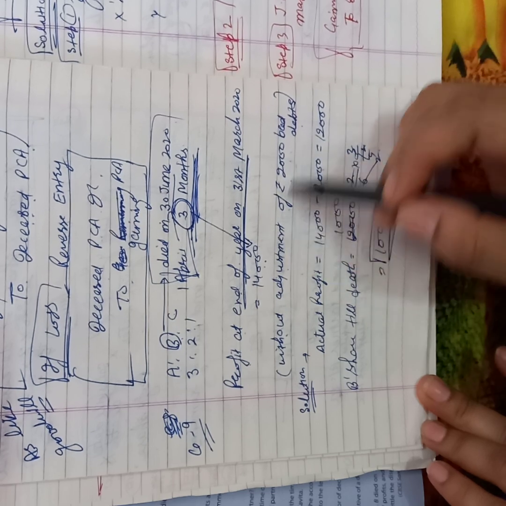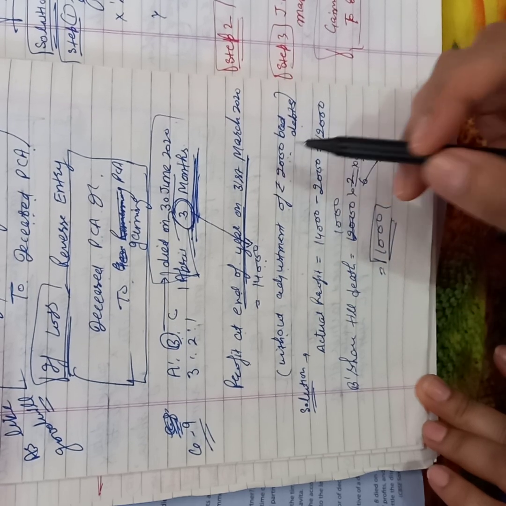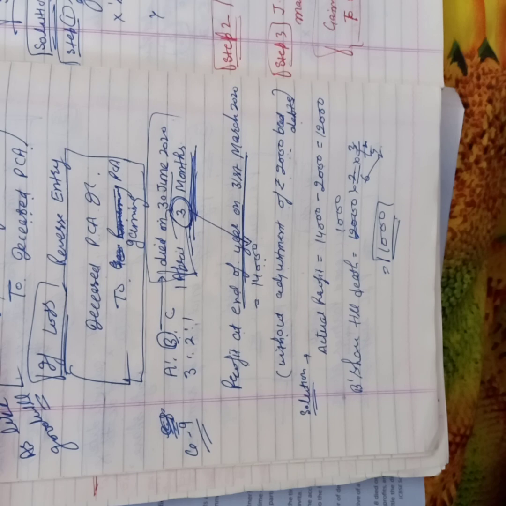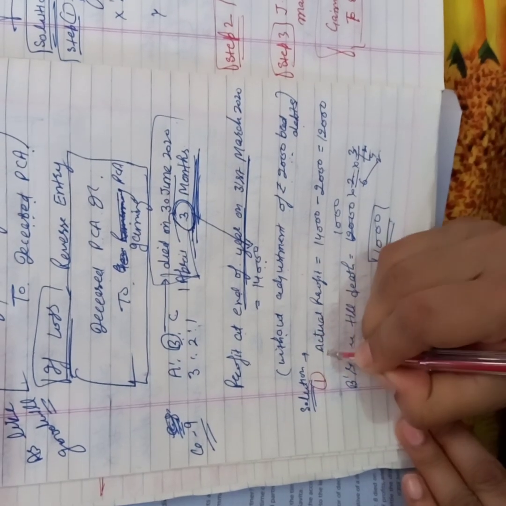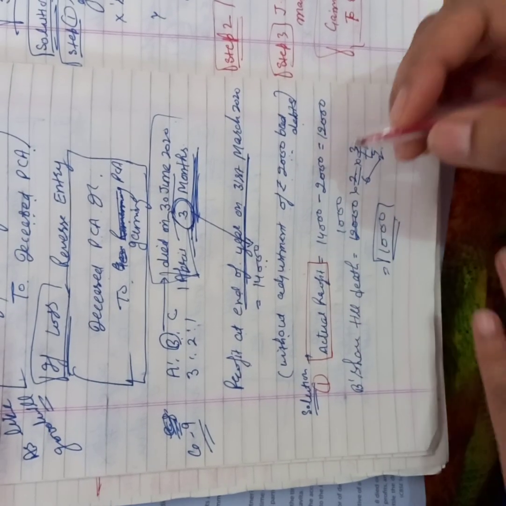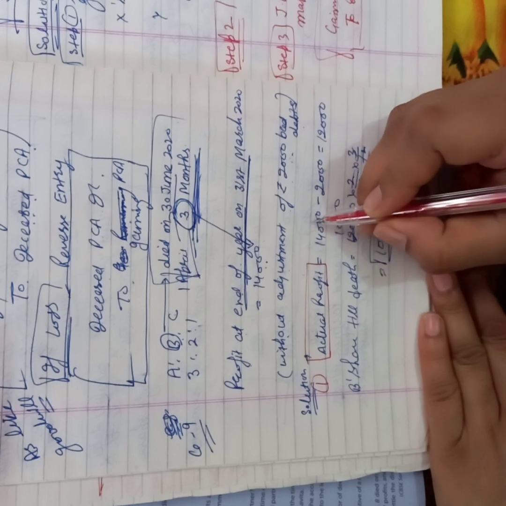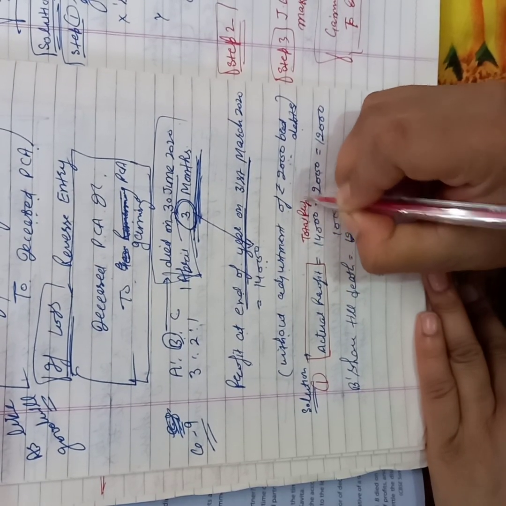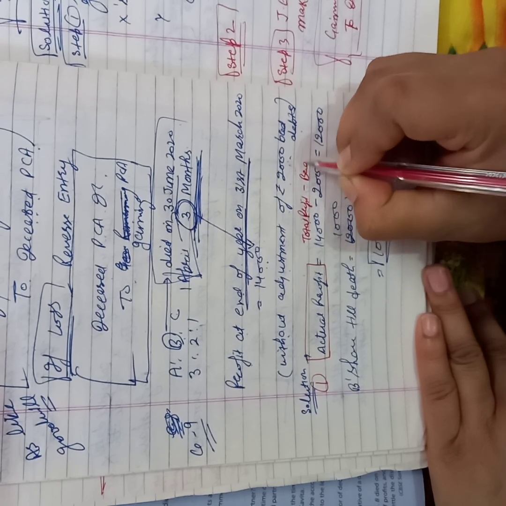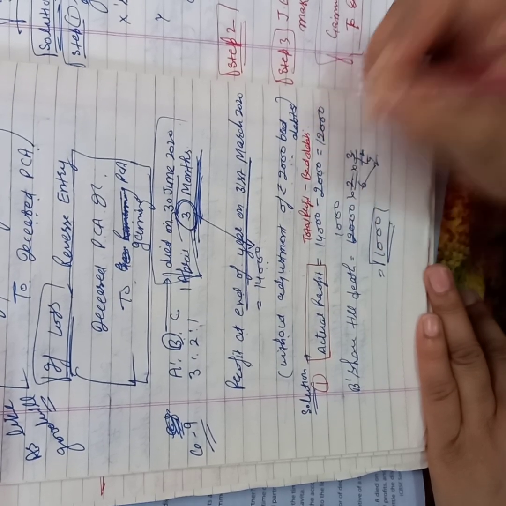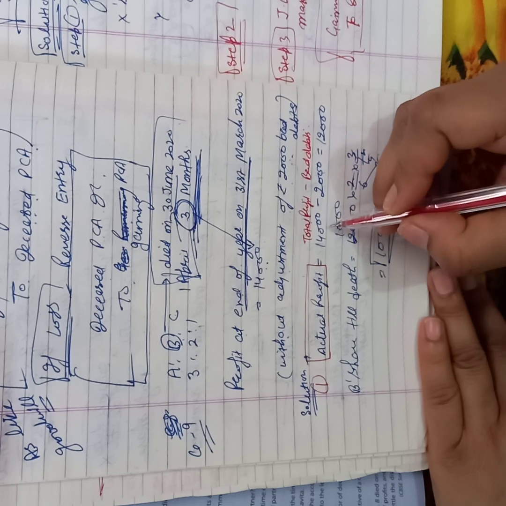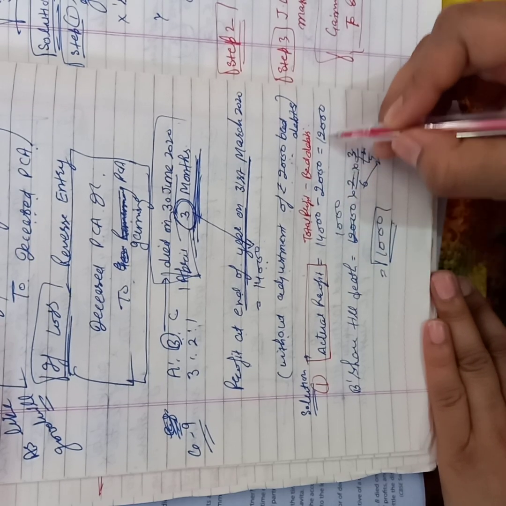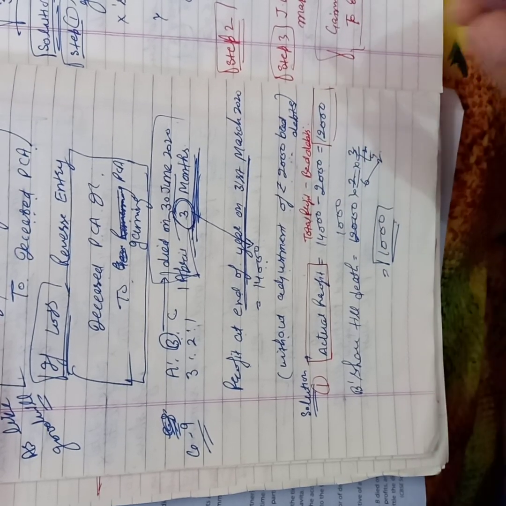Of this, 2000 bad debts have not yet been deducted, so how will our solution go? First of all, there will be a first step. First of all, we have to find out the actual profit. How will we find out the actual profit? Total profit minus bad debts, then 14,000 minus 2,000, means the actual profit is 12,000.